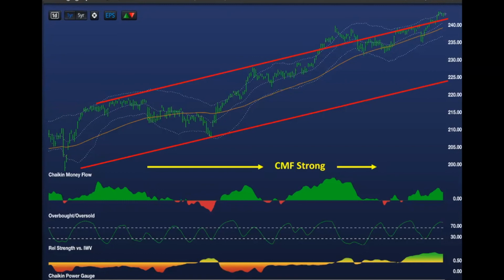So this is a very bullish scenario, and it's confirmed by Chaikin money flow, that green indicator right under the price chart. It's been strong for this whole move, and it's strong once again as the market's making new all-time highs in the Dow Jones, the Nasdaq 100, the S&P, and then today the small caps caught up.